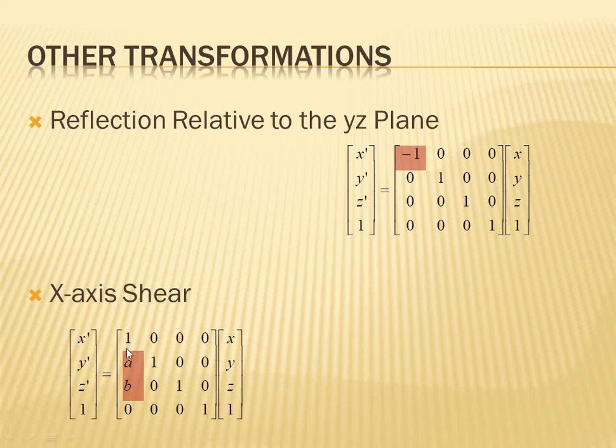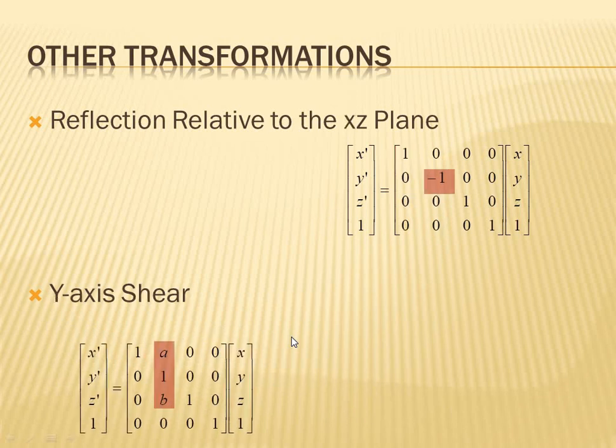And in the x-axis shear we have to put the values of shearing. A and B are the shearing factors. A is the shearing factor in x direction, SHX, and B is the shearing factor in y direction, SHY. So this is the x-axis shearing. And now the reflection relative to the xz plane, where I have put the minus sign and all other diagonal ones are positive. And for y-axis shear we have to put the A and B in the second column, and then we will get the y-axis shear.